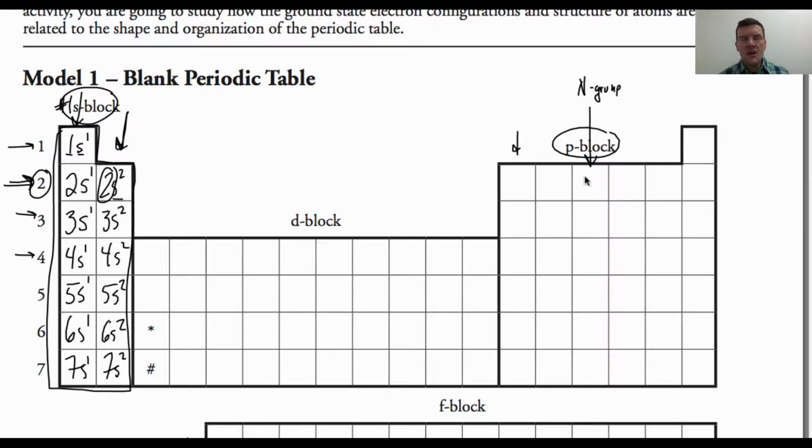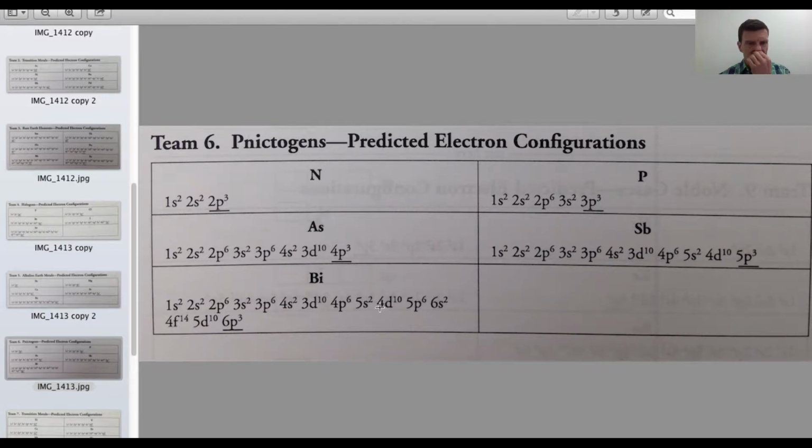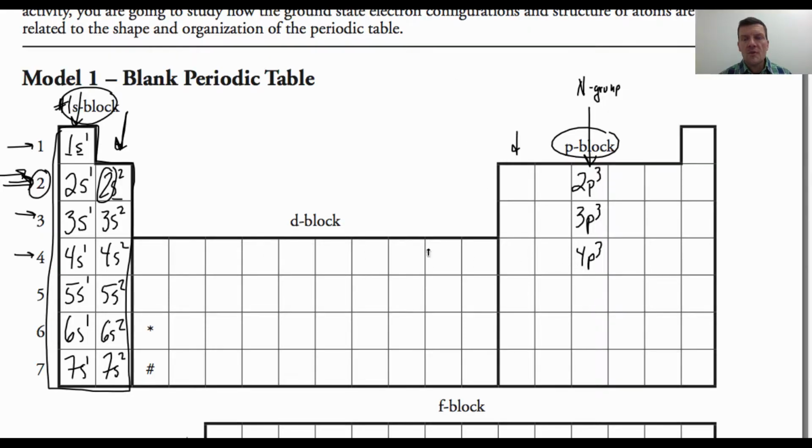That nitrogen group, they're all ending in something P3. So for example, in the second row, this would end in 2p3, 3p3, 4p3. Let me go back to that card there. Look at all of these here. Nitrogen ends in 2p3, phosphorus 3p3, 4p3, 5p3, 6p3. So they are all ending in the row number, which remember is the energy level, and then P3.